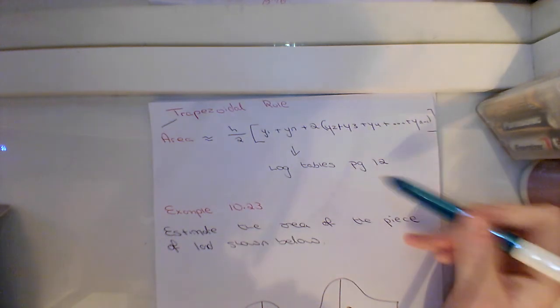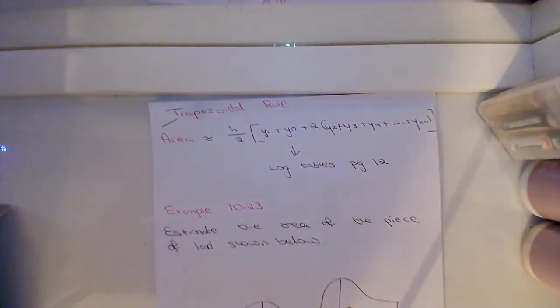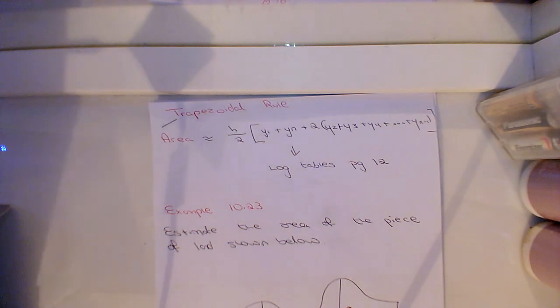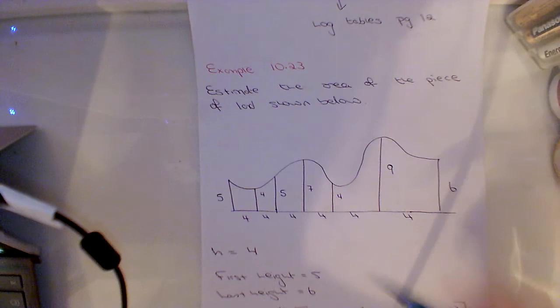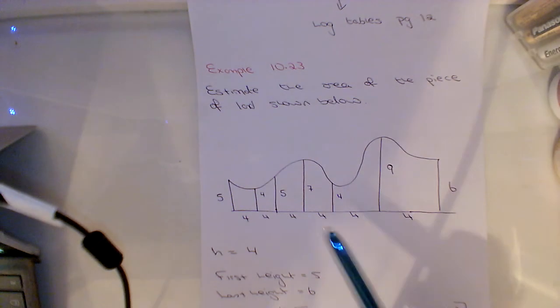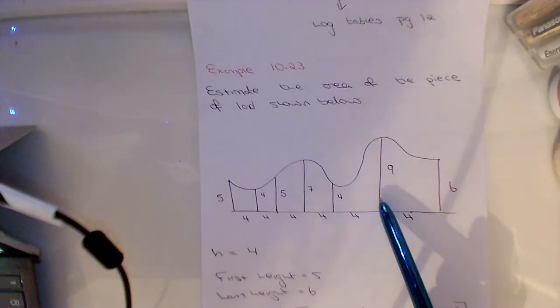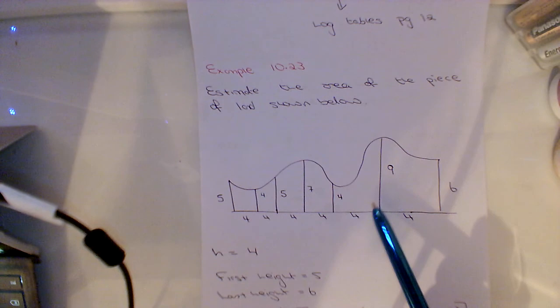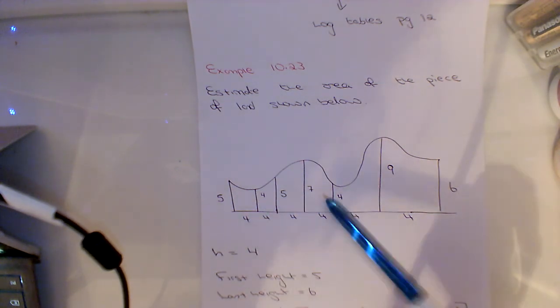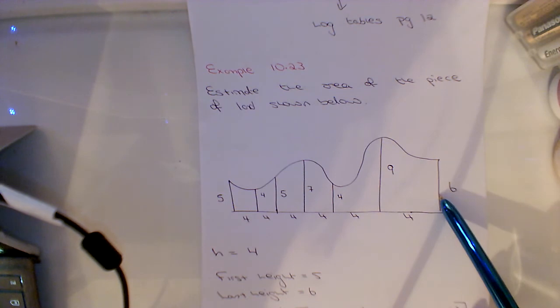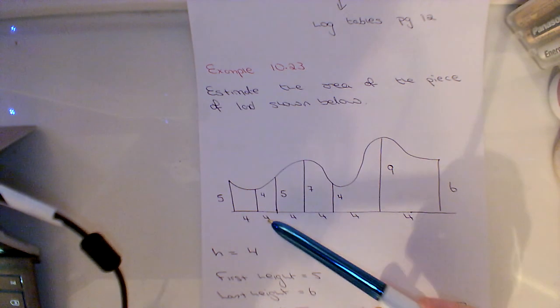So I'm going to go through a few examples so it'll make sense to you and how you can apply the formula. First of all, I have here: estimate the area of a piece of land shown below. I have my curve, and as you can see here, my first height is 5, then I have 4, 5, 7, 4, 9 and 6. The common distance between these is always my h value. The common distance between all of these is 4, so my h is 4.